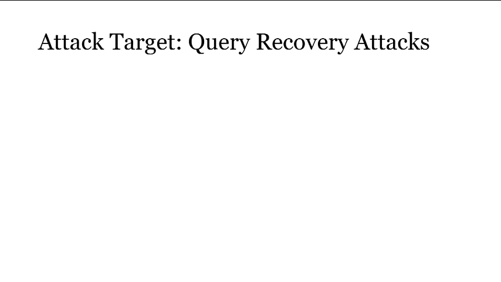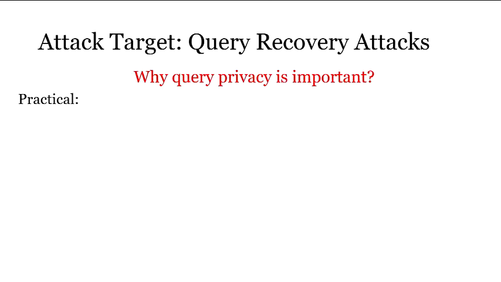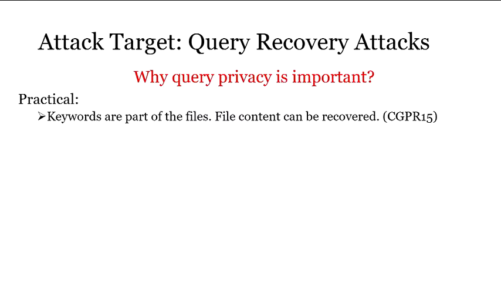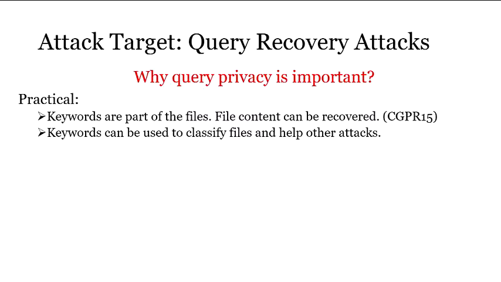Before going into details of our attacks, I want to emphasize the attack target, the queries. So why is query privacy important? From the practical point of view, first, keywords are just parts of the files. They're extracted from the files. And it's been shown before that if the server knows enough keywords, the file content can be recovered. Second, keywords can also be used to classify files, so with this attack, the server can identify those files with sensitive keywords, and this may help to launch other attacks.